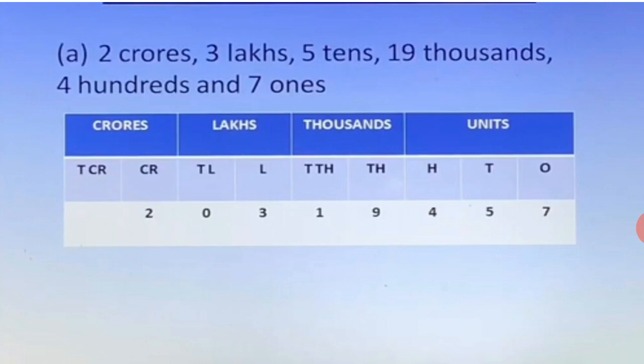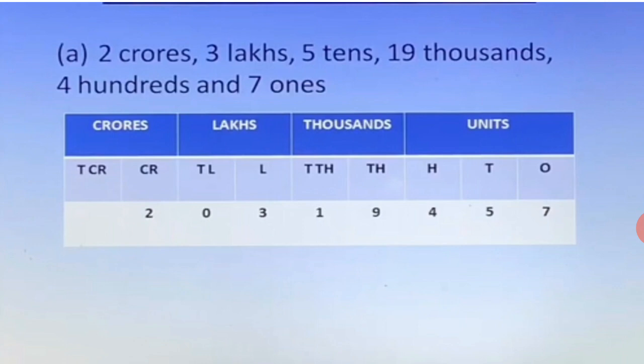First of all, there are 2 crores, so we will write 2 in the crore column. Then 3 lakh, we will put 3 at lakh place. 5 tens, we will put 5 at tens. 19,000, 19 in the 10,000 and the 1000 place. Then 400, we will put 4 in the 100 place. And in the last, 7 ones, so we will put 7 at ones place.